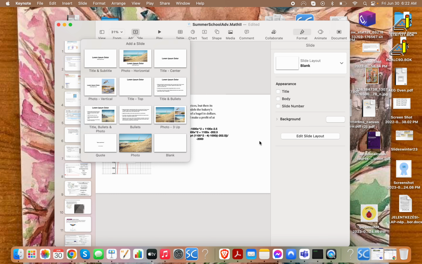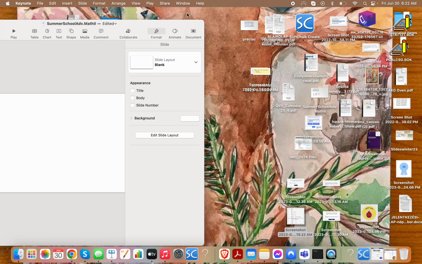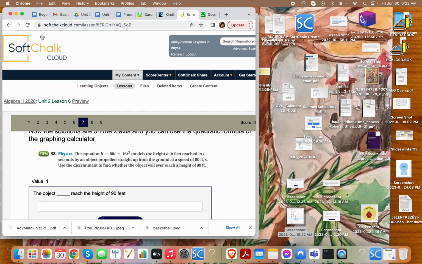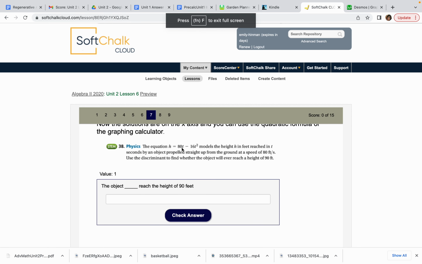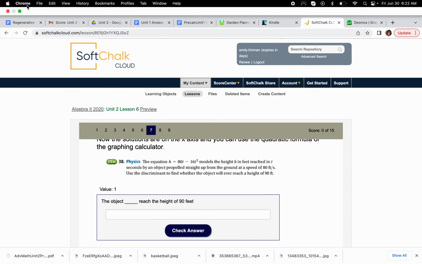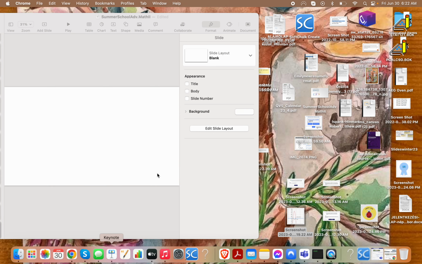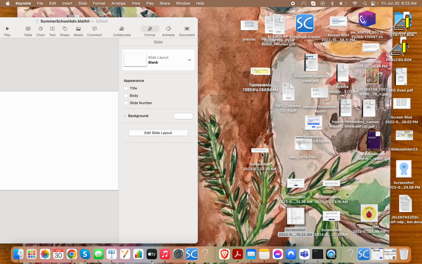Let's add a slide here. The second question on that page, I might have to go back to it, was a physics problem, and it says this equation, negative 16t squared plus 80t, models the height in feet reached in t seconds by an object propelled straight up from the ground at a speed of 80 feet per second. Use the discriminant to tell whether the object will ever reach the height of 90 feet. All right. Well, let's pull that problem in.